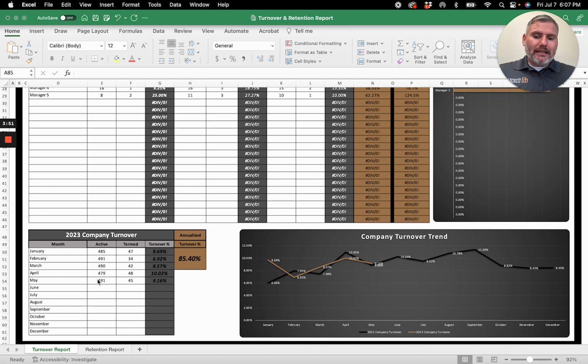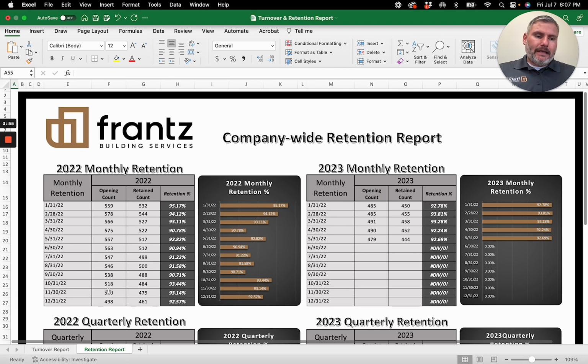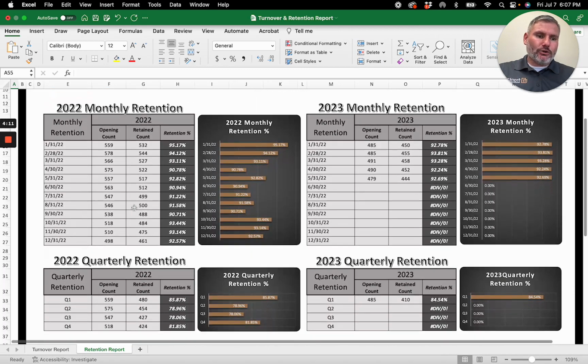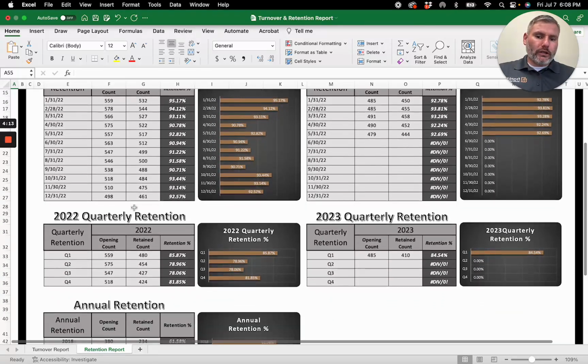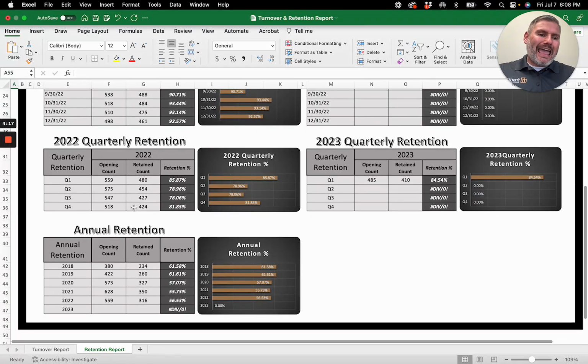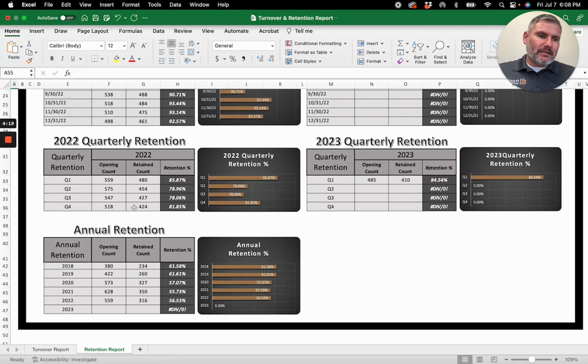Now, correspondingly, we also send out a simple retention report. And also, like I send out in turnover report information, I want our managers to see where we are this year in comparison to last year. And so you'll see here that I show them monthly retention information last year as compared to this year, quarterly retention information last year as compared to this year, and annual retention information. And I typically show that on a 5-year spread.